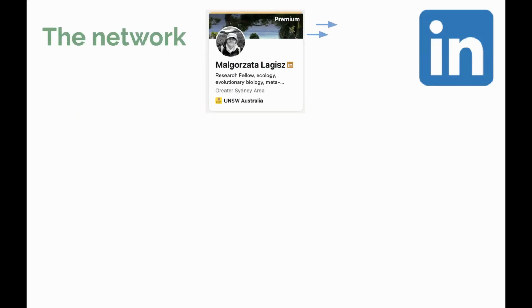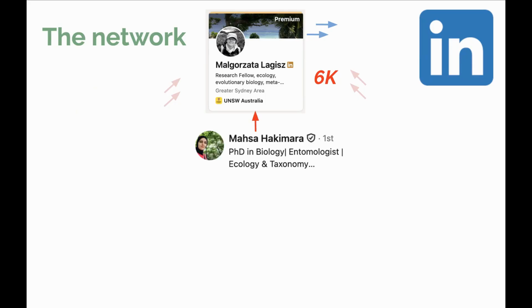I can follow other people and organizations, but I also invite people to connect to my account, to my profile. So those are my personal connections, and I have over 6,000 of them right now. So, for example, this person is my first degree connection. So she's directly connected to my profile. And I can message her, I can invite her to follow SORTEE. And she has many other connections, her personal network.